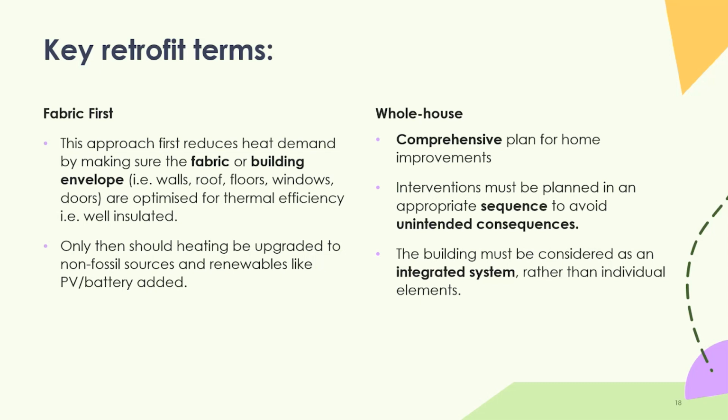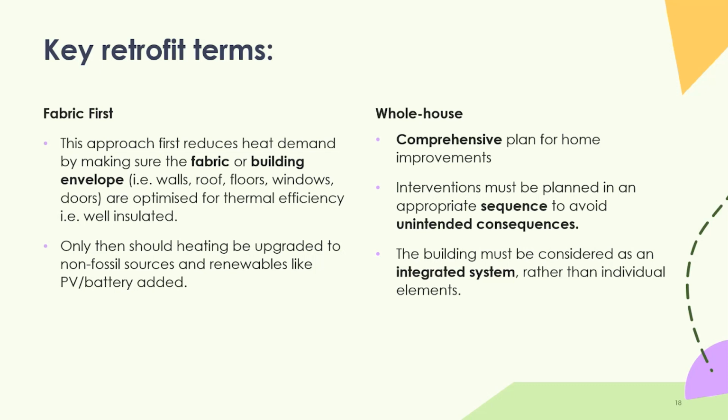So some of the key retrofit terms then that you might come across, two big ones: fabric first and whole house. Fabric first is the idea of fabric first retrofit. We're going to reduce the heat demand of the building by improving the building fabric, the structure of the building, so the walls, the roof, the floors, the windows, doors, etc., so that they are very well insulated, nice and airtight, and therefore you're not losing a lot of heat through the structure of the building. That's going to mean that it takes less energy to heat the building to a good temperature because it's holding on to the heat for longer.